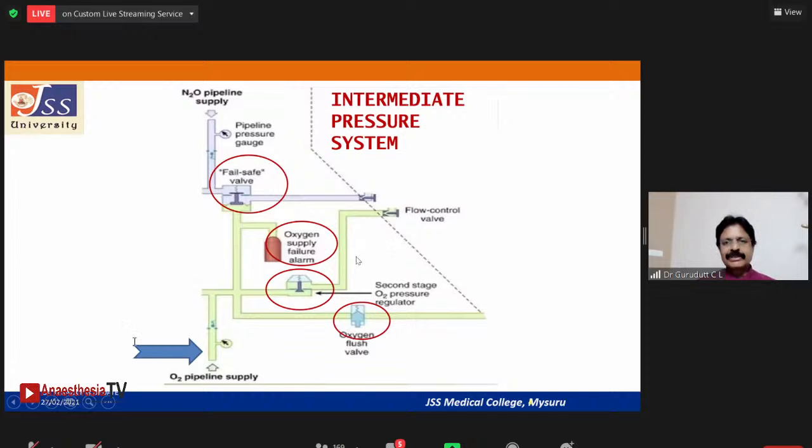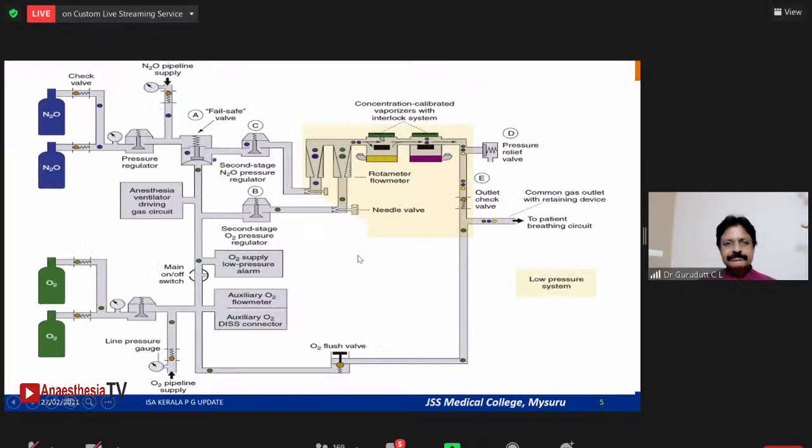So let us start with the fail-safe valve. You can see here the fail-safe valve is just distal to the first pressure regulator and also distal to the pipeline system. It is mainly present on the nitrous oxide side, and it is proximal to the second stage pressure regulator in case of GE machines, and in Draeger machines, where we don't have the second stage pressure regulator, it is upstream of the flow control valves.